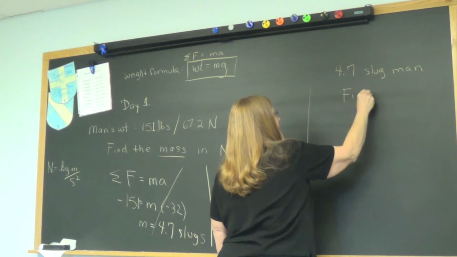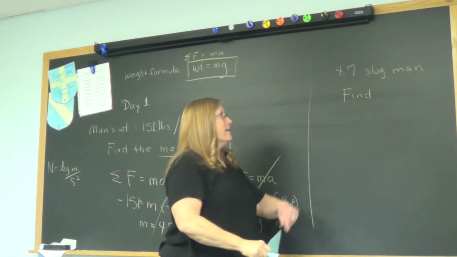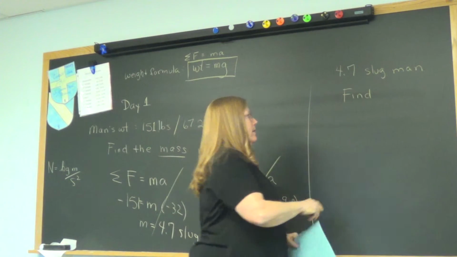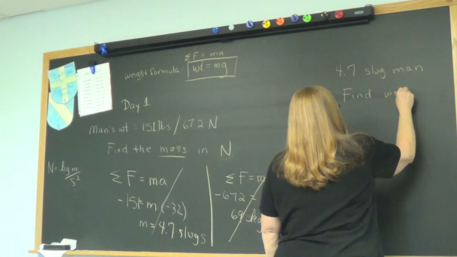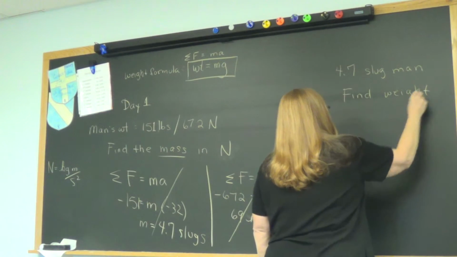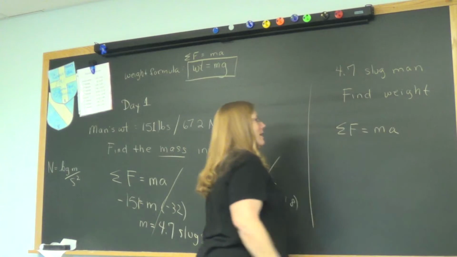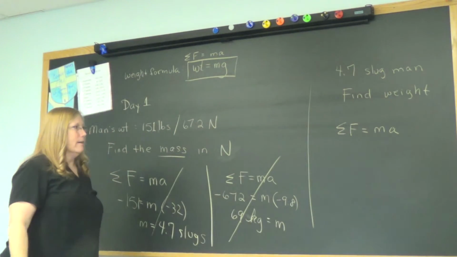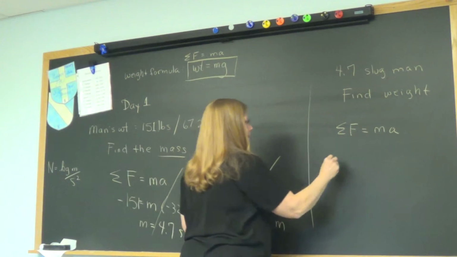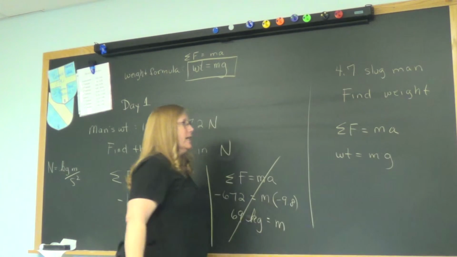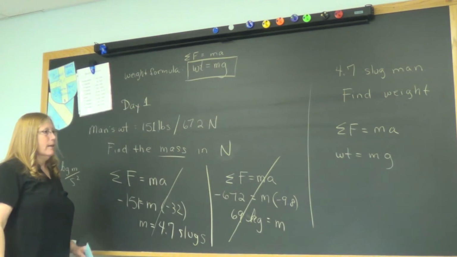This is given the mass. Would you recognize this was the mass? The word slug has to tell you. So find the weight. So simply put, sum of the forces equals ma, and reverse that to the new formula. Weight equals mg. And plug in the values where they go.